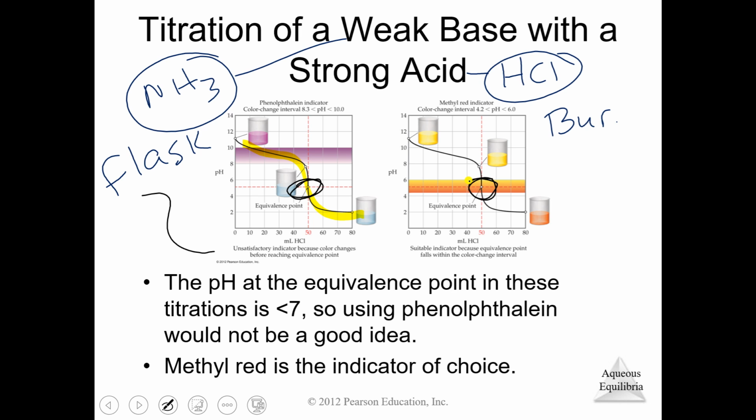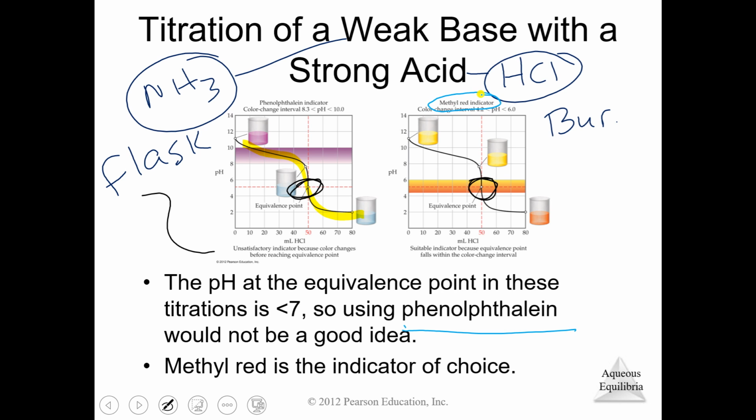Also in this case, using the phenolphthalein is not a good idea, because if I put the phenolphthalein in my flask, it's going to turn pink immediately because there are 100% hydroxide groups in the flask. So that's what it's testing for. A better choice would be a methyl red indicator.